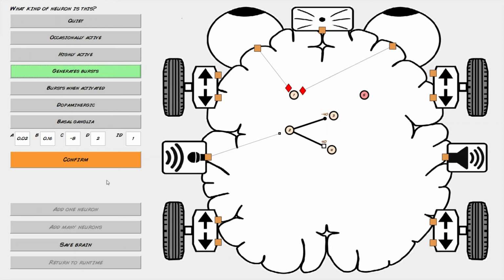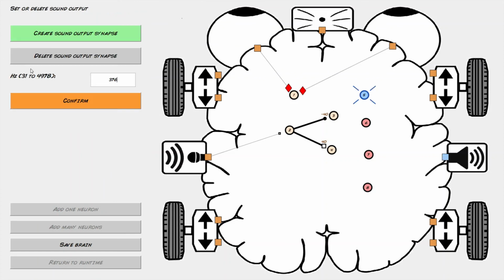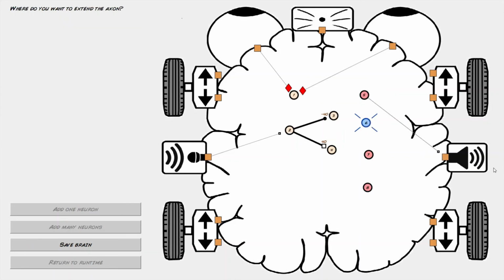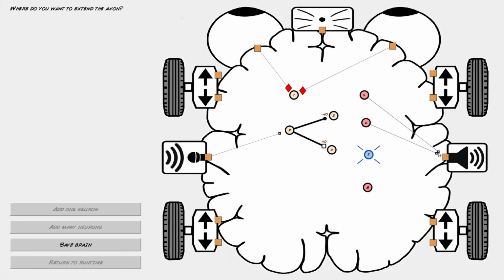And so I'm going to create a few burst generating neurons like this. And then I'm also going to extend an axon from each of those neurons to the speaker and give them each a kind of randomish output. And then we're going to just see what that sounds like. So these are neurons that are going to spontaneously generate bursts of spikes, and that's going to activate the speaker. So let's go back to runtime.